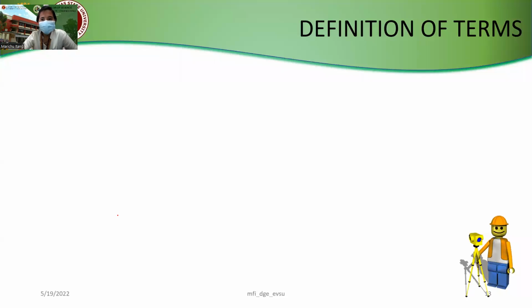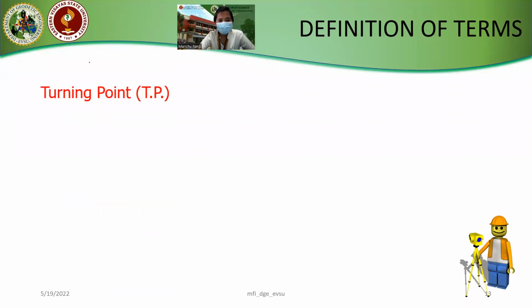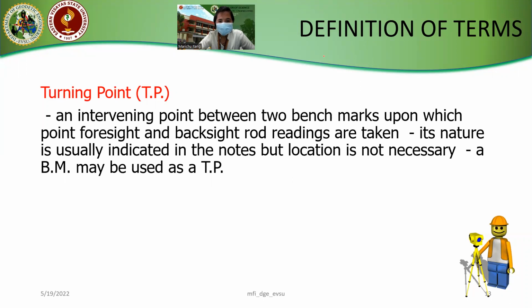Okay? So another term that we have to discuss first, we have the turning point. So this is now on the methods of leveling na term. When I say turning point, this is an intervening point between two benchmarks. So kung may benchmark dito and benchmark doon, in between points are called turning points, kung saan natin ilalagay yung ating target o yung rod. Upon which point foresight and backsight rod readings are taken. It is usually indicated in the notes, but location is not necessary. So where our foresight and backsight is being read.